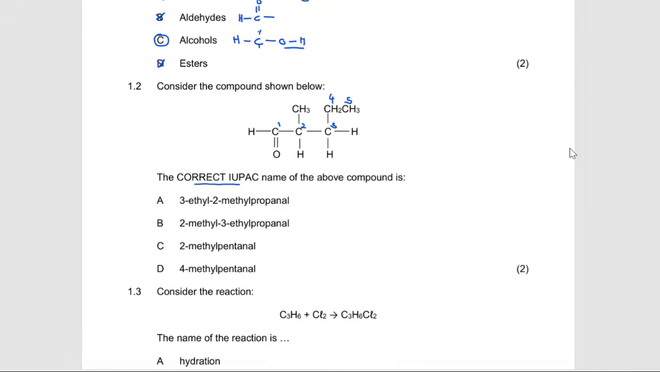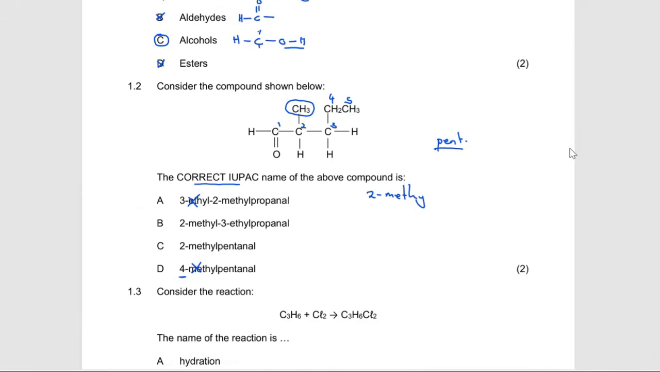Our longest chain is going to be 5 carbons. So if we're having 5 carbons, we're going to have what we refer to as pent as the longest chain for our parent name. We can also see that on carbon number 2 we have a side chain or a substituent, which is a methyl. So we're going to say 2-methyl. So option A is already out, and option 4 is already out because this methyl is not on carbon number 4. Then we're left with option B and C.